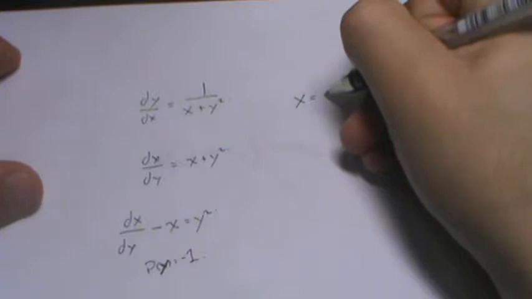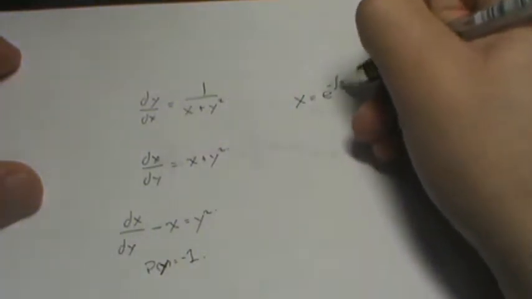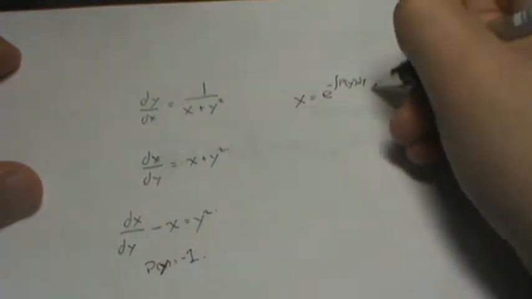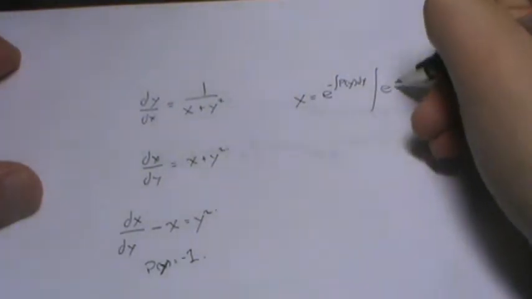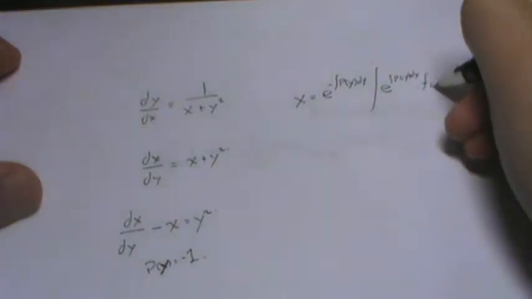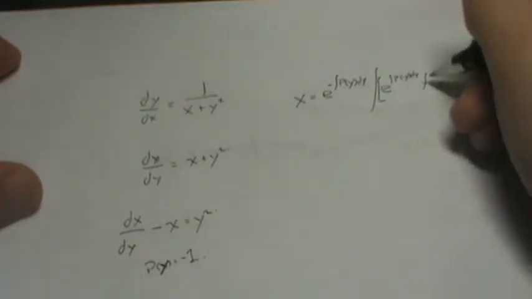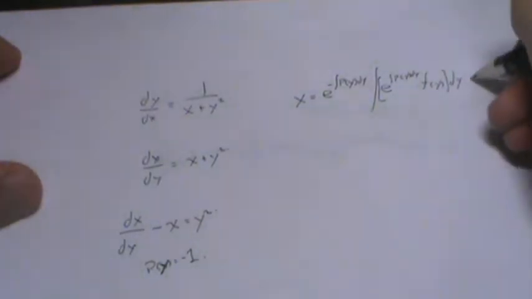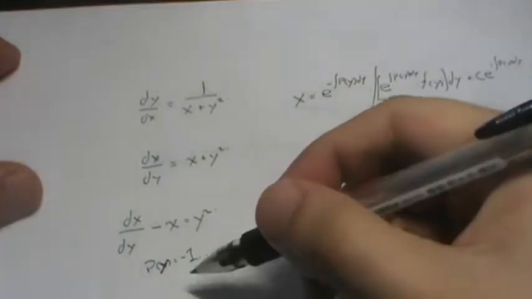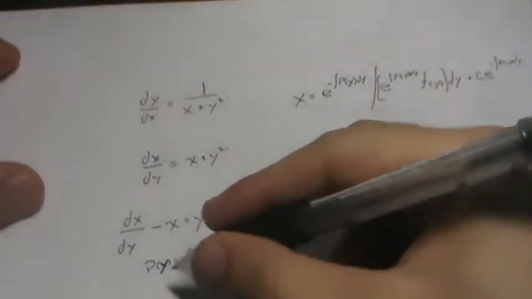And our formula is going to be x equal to e to the minus integral of p of y dy, multiplying e to the positive integral of p of y dy times f of y, all of this integrated in terms of dy, plus c times e to the minus integral of p of y dy. Okay, so now from here you can probably guess the answer.